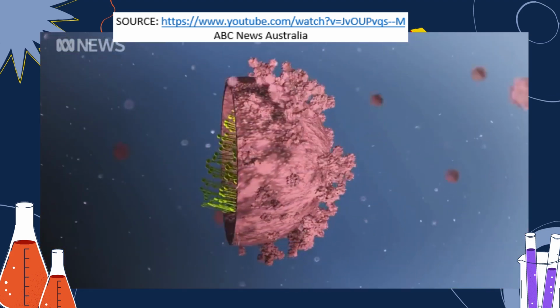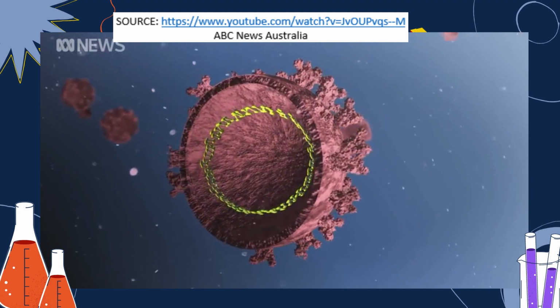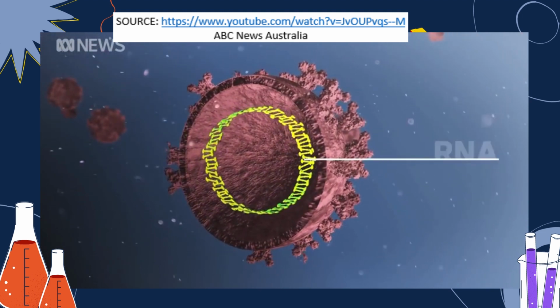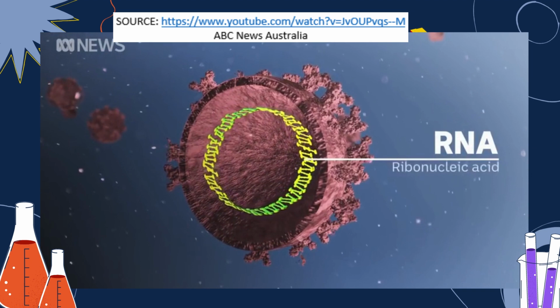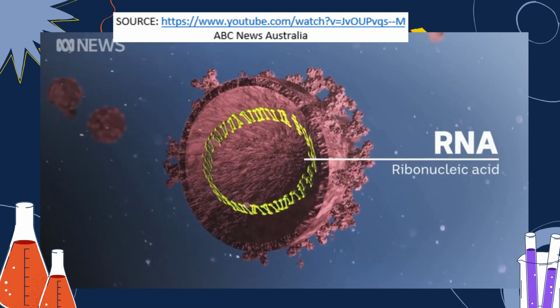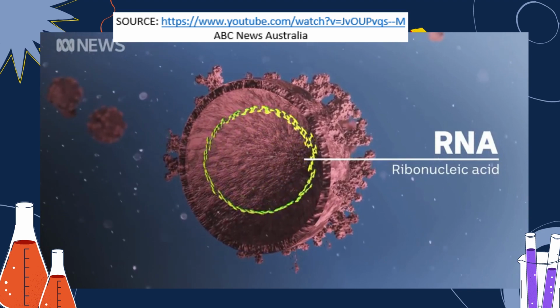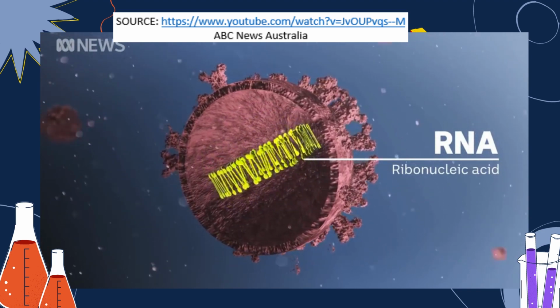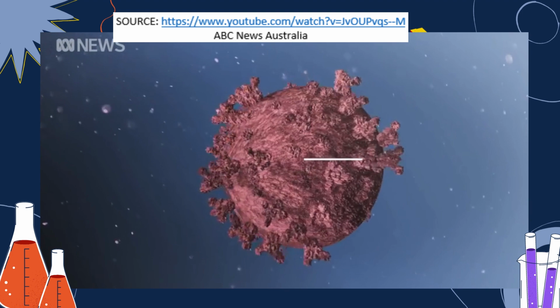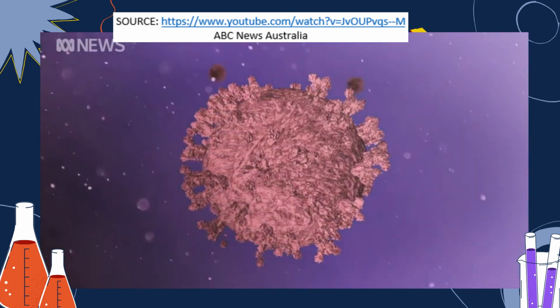Under that oily skin is where the real trouble lies. Inside each cell is a small sample of RNA, ribonucleic acid. It carries the virus's genetic code and allows it to multiply, leading to infection. But how does the viral RNA get into our bodies? It comes back to those protein spikes.